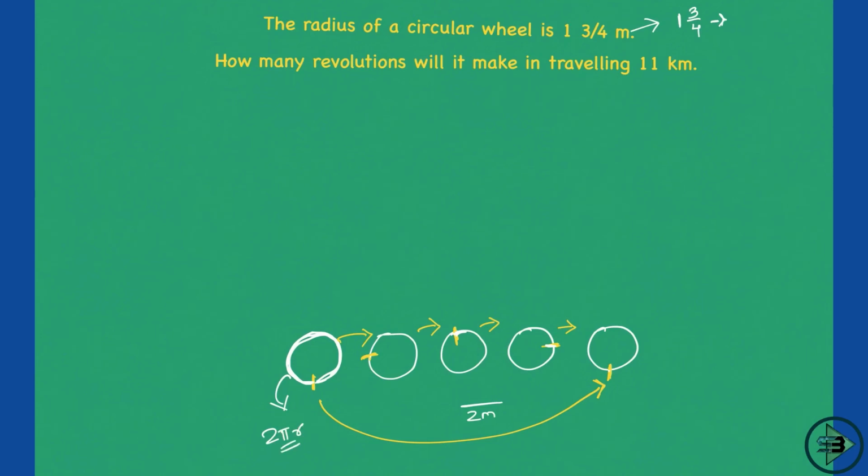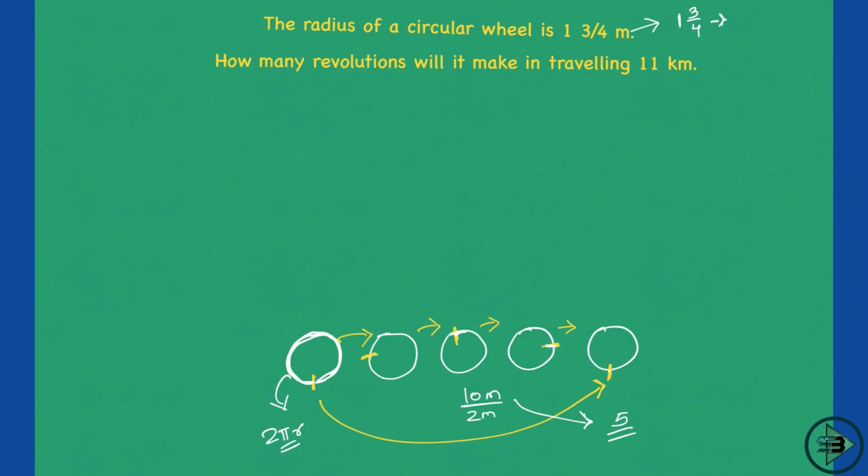So circumference is the distance that is being traveled by this wheel in one revolution. If I say that the distance traveled in one revolution is 2 meters, and it travels 10 meters, how many revolutions will it take? You will say 5. That is how simple it is.